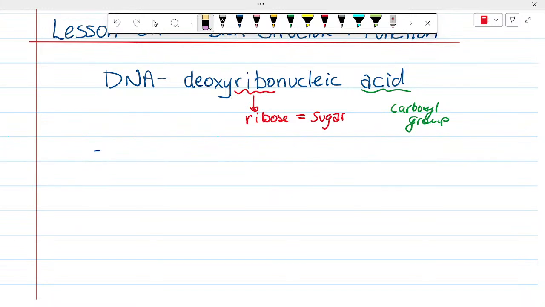Oh, come on. What's Italian for sugar? It's so good. Do you know? Zucchero. Isn't that a great word? Zucchero. Not zucchini. That's a different thing. But zucchero. Anyway.